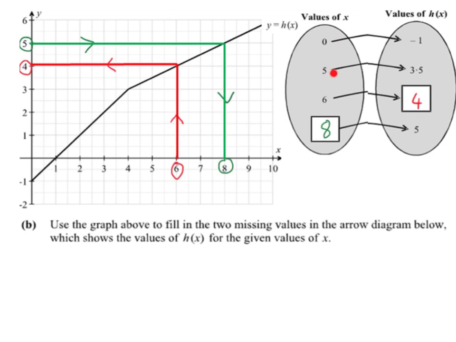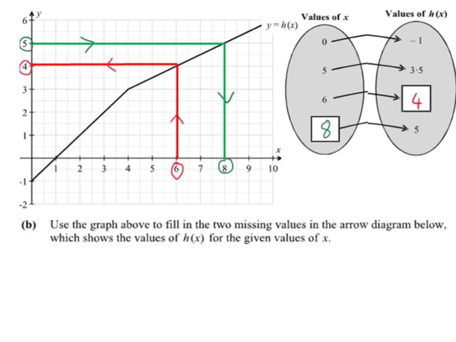Now it's saying if I start off at 5 on my x-axis, do I end up at 3.5 on my y-axis? So I'm going to go across my x-axis to 5, I'm going to draw a line up and a line across, and yes, I would get to about 3.5. So then I'm going to have to do the same thing, so I'm going to go to 6 on my x-axis, which I've circled in red, I'm going to draw a line up, touch my graph, draw a line across, and I get to 4, so I'm going to put 4 in that box there.